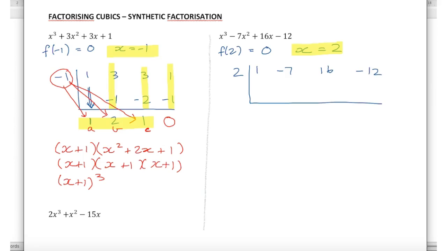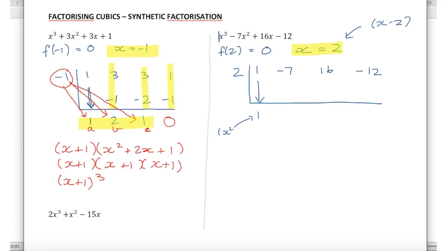Straight away we're going to drop that first value, because I know that with x cubed, if I take out a factor, which here the factor would be x take 2, the remaining quadratic is going to start with x squared, because it's the only other thing it can be, because the coefficient in front of the x cubed is 1. So I know that this here is my x, makes me have 1x squared. So I'm going to just drop that value straight away.